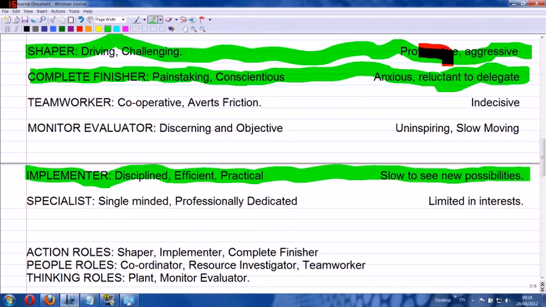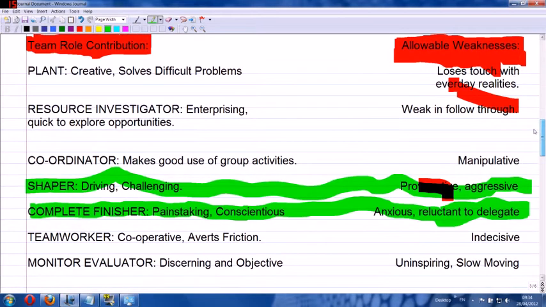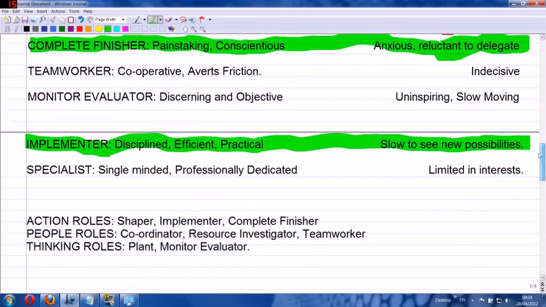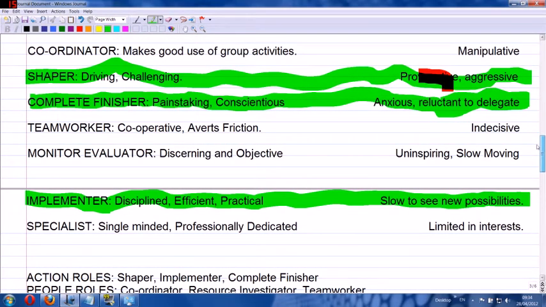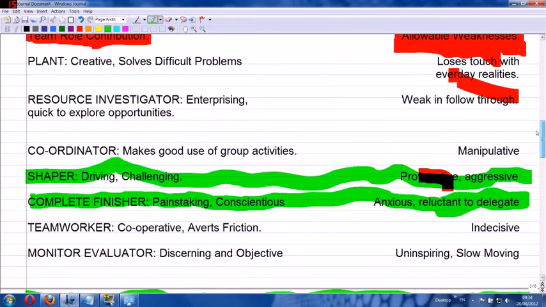So yeah, so there's shaper, implementer, and complete finisher. And that, yeah, provocative and aggressive at the top there. Anyway, so you can see the other ones: coordinator, resource investigator, and team worker. Enterprising, makes good use, and teamwork. You can see how this sort of works, can't you? Plant, monitor, evaluator. Yeah, plant and monitor evaluator are probably the most important people, because they're the smartest.